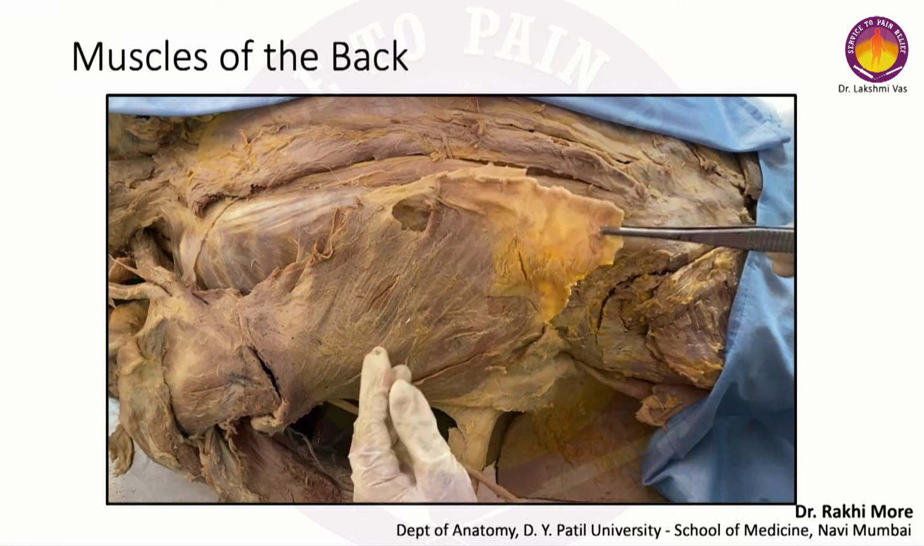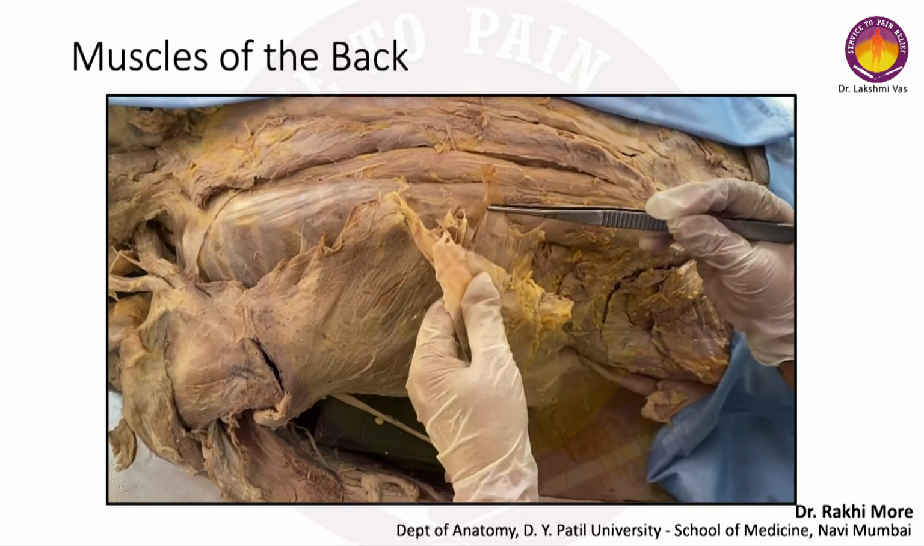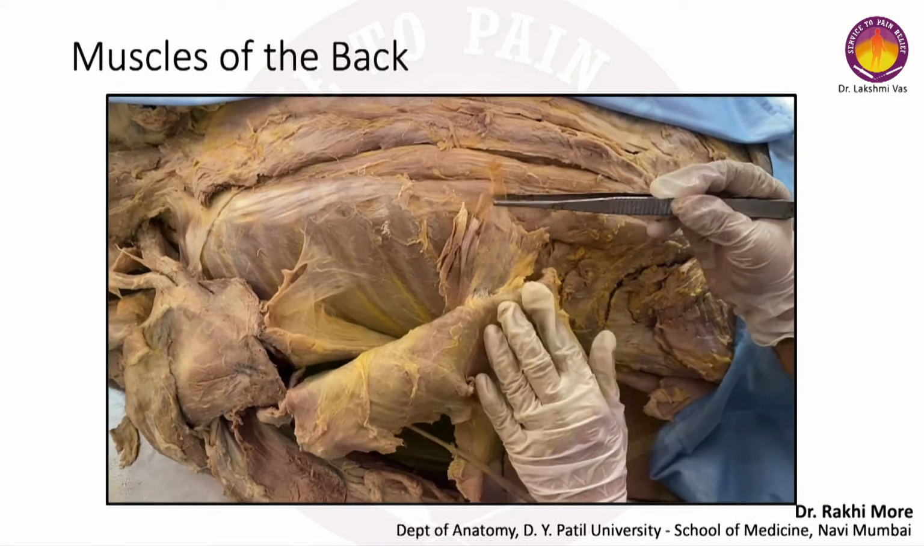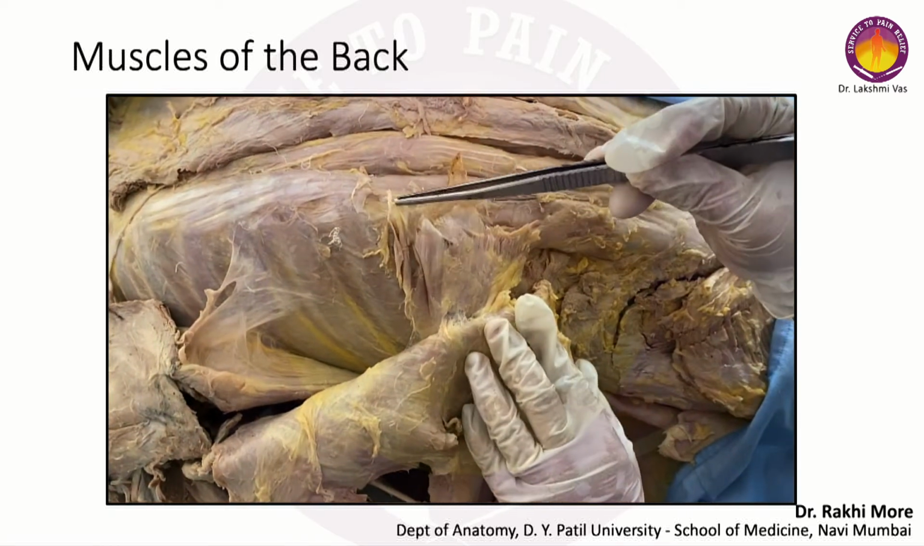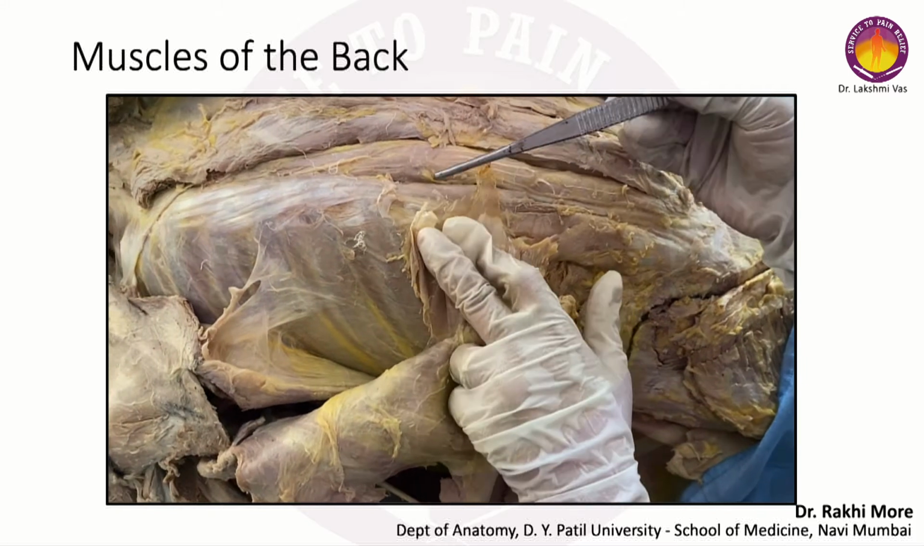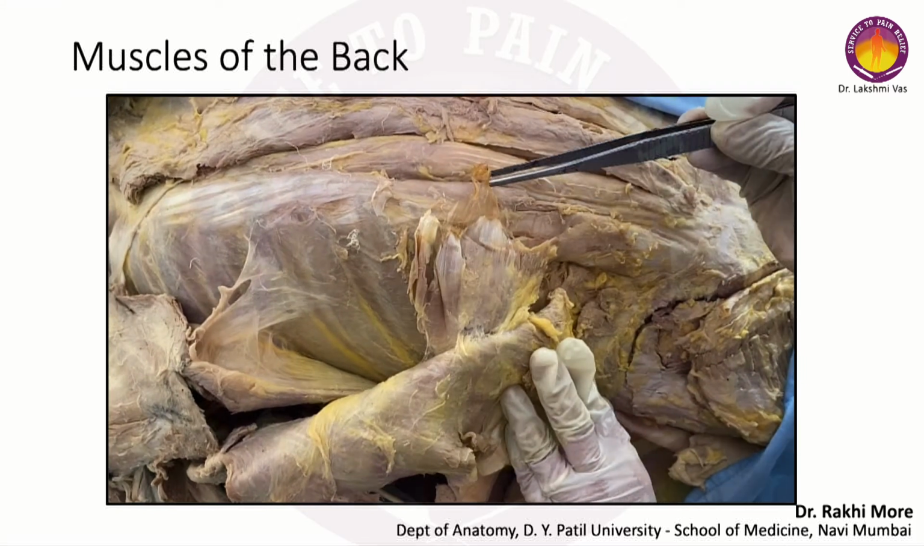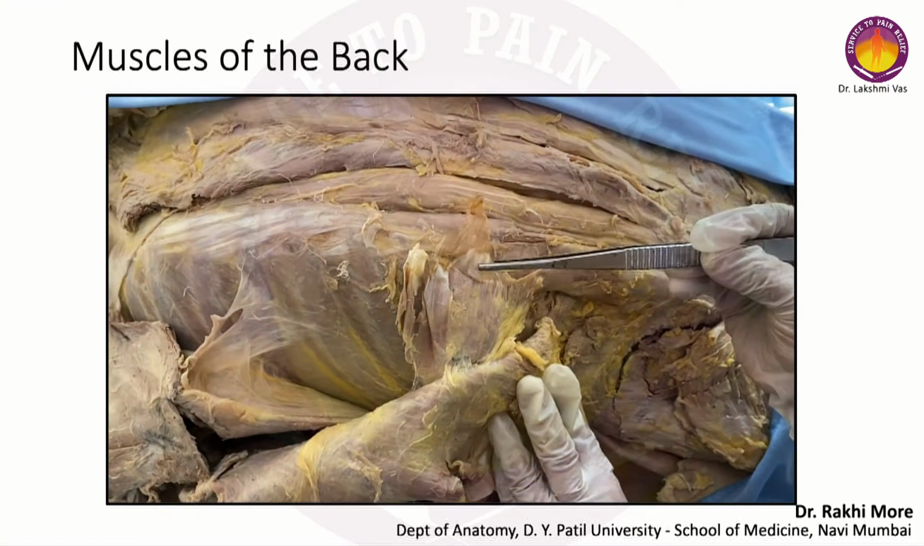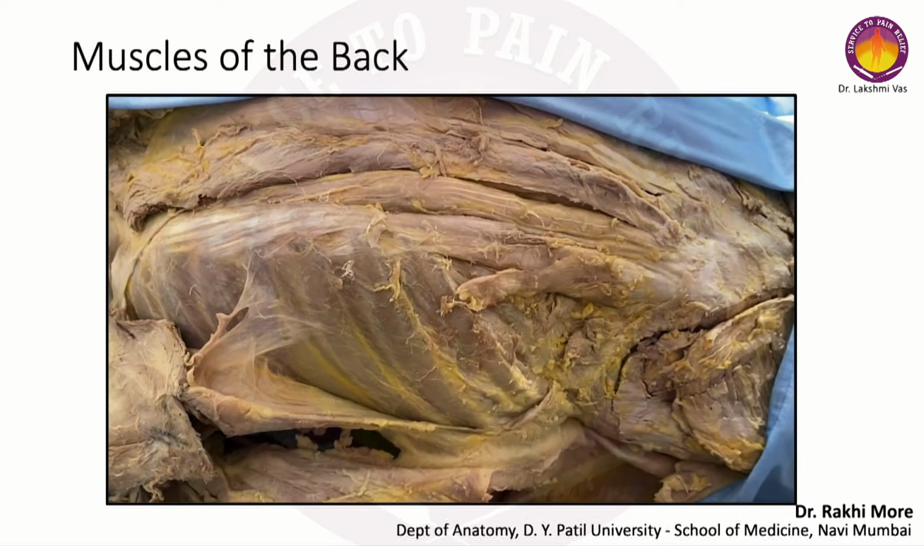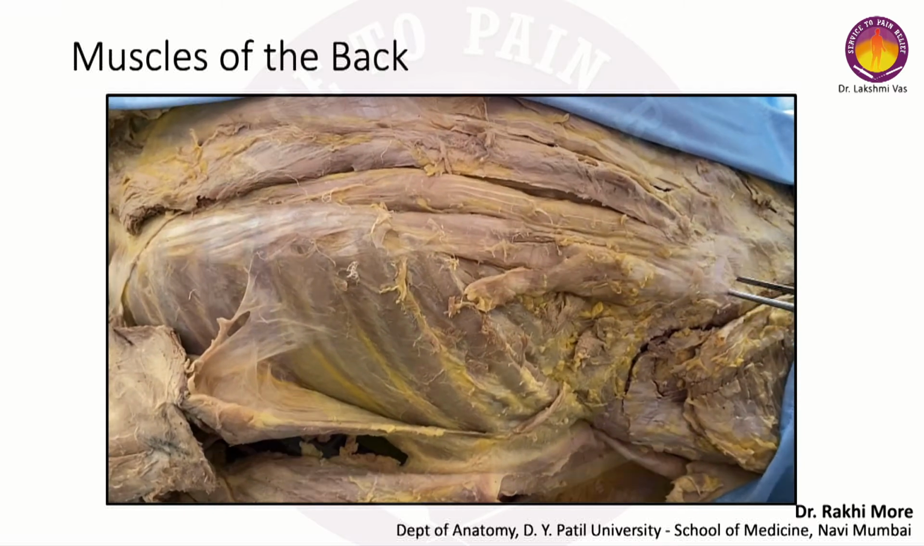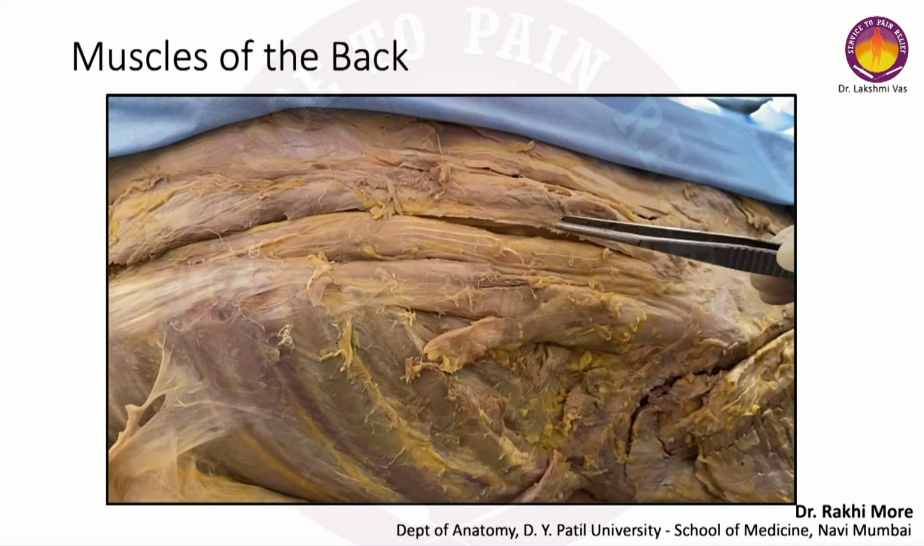Reflect the latissimus dorsi. This muscle which we see over here in the middle compartment is the serratus posterior inferior muscle. So this is the serratus posterior inferior. Reflect the serratus posterior inferior, we come to the deeper compartment. This is the erector spinae muscle.